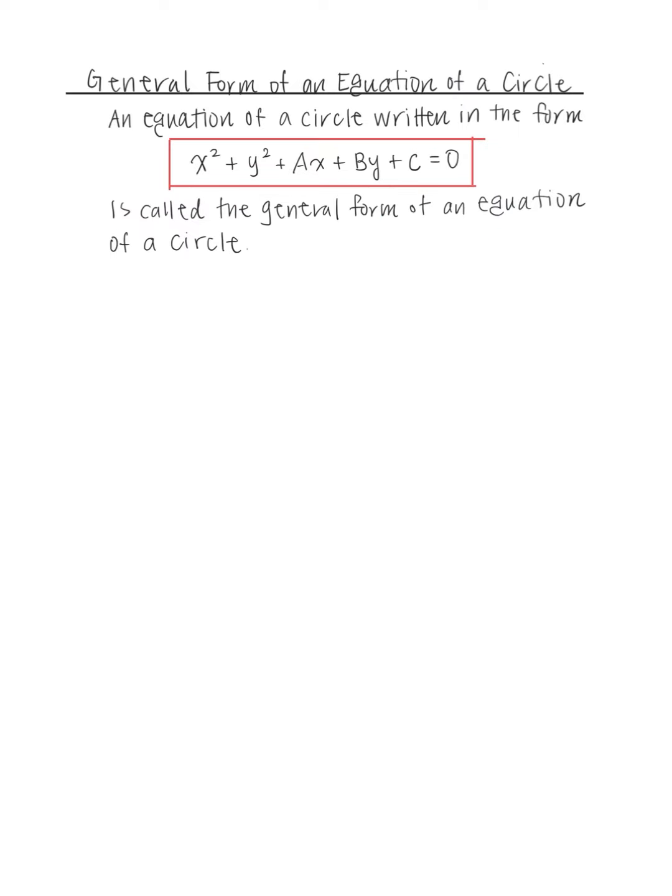Our next topic is the general form of an equation of a circle. Now, at the very beginning, do you remember we talked about there are 2 different forms to write an equation of a circle? One of them was the standard form. Now we're about to learn about the general form. It says an equation of a circle written in the form x squared plus y squared plus ax plus by plus c equals 0 is called the general form of an equation of a circle. Now, those a, b, and c are nothing but real numbers.